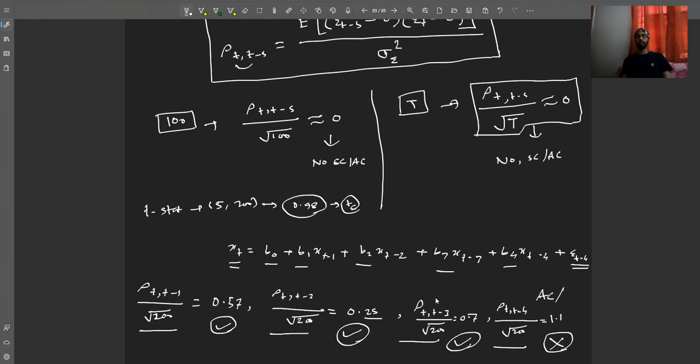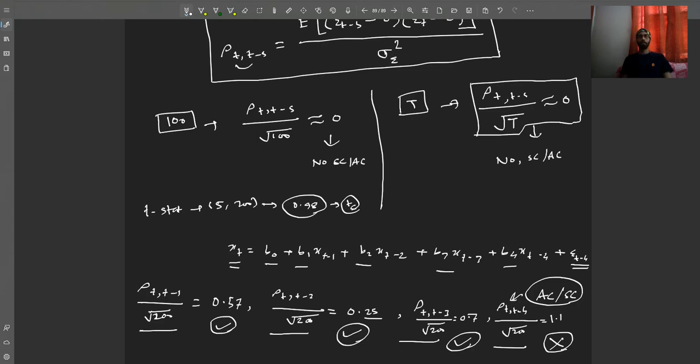There is autocorrelation or serial correlation here, right? At t minus 4. So the rest of the 3 observations are good to go, but the last observation, obviously at t minus 4 lag we are finding some autocorrelation. So the model at t minus 4 order is invalid.